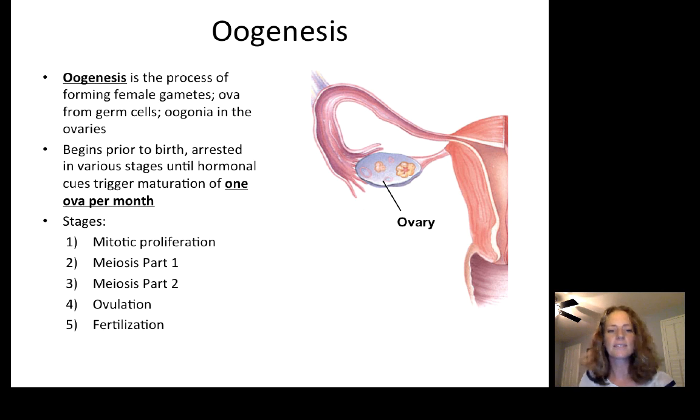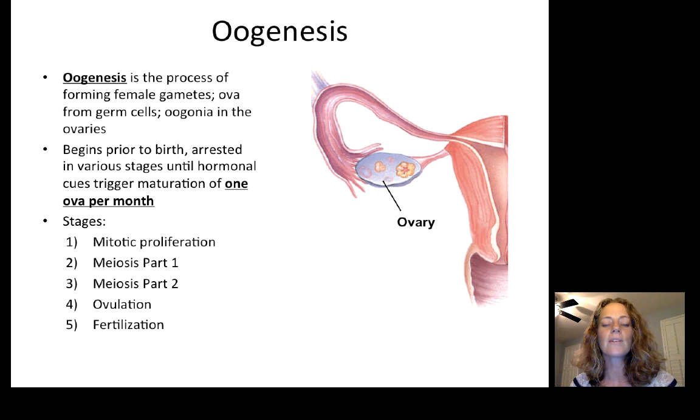So oogenesis is the first one that I want you guys to really pay attention to and take careful notes, and be careful step by step to look at each of these phases before you move on to the next. So go slowly here, guys. I'm presenting it in this order for a particular reason. So oogenesis is the process of forming female gametes. These are ova from germ cells. So the germ cells are called oogonia, and they are located in the ovaries.